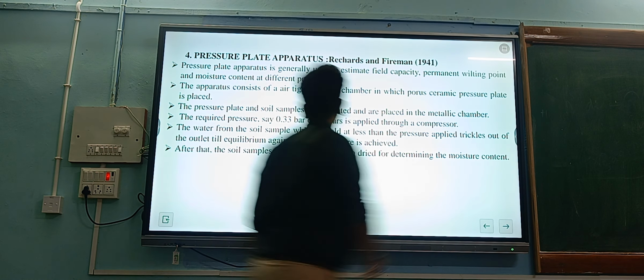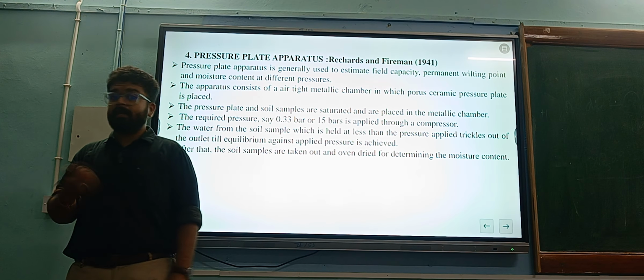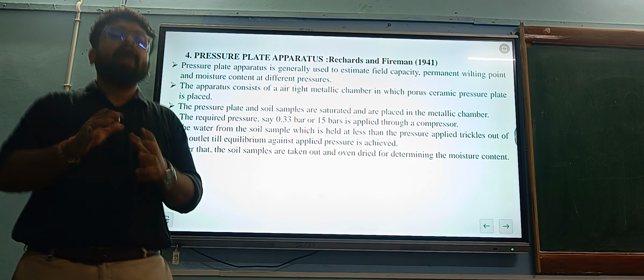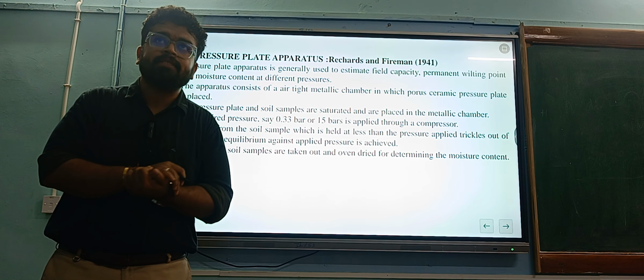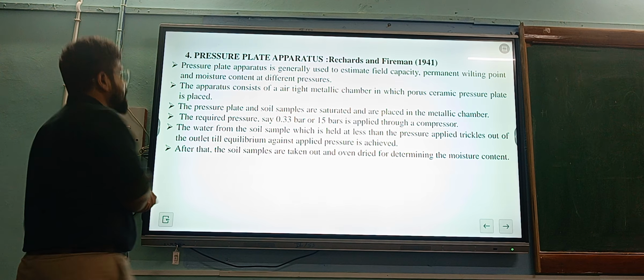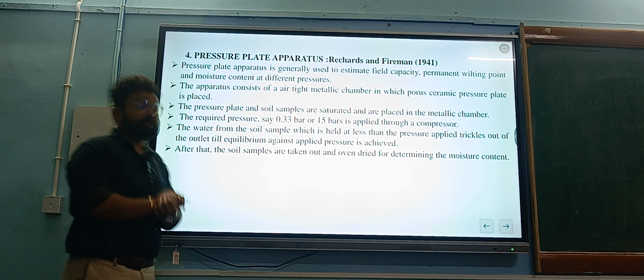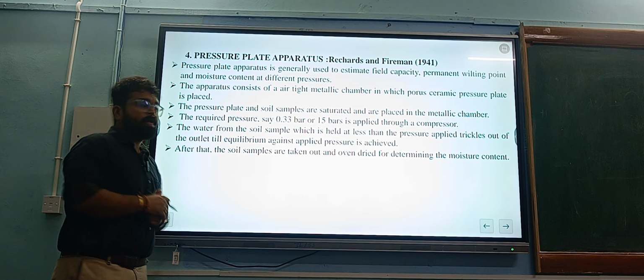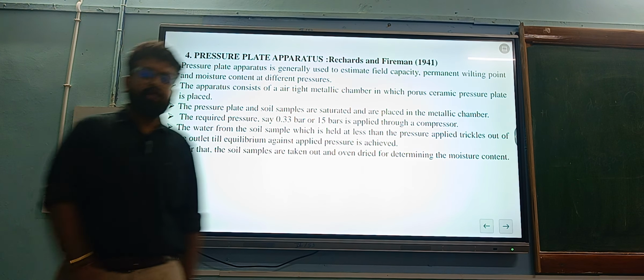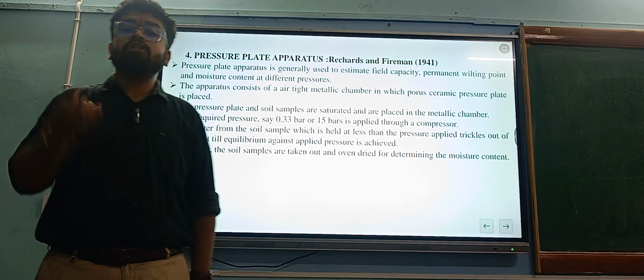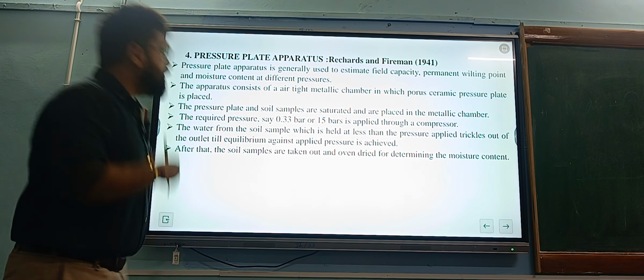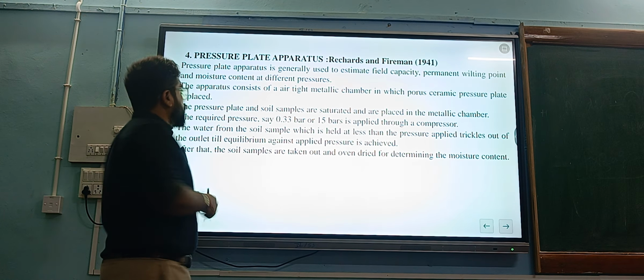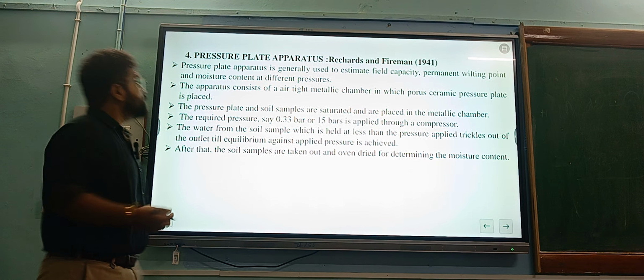Next, we have the pressure plate membrane apparatus. This is a laboratory method of soil moisture measurement, which was developed by Richards and Weaver in the year 1941. The pressure plate apparatus is generally used to estimate the soil moisture constants, such as field capacity, permanent wilting point, and moisture content at different pressures.